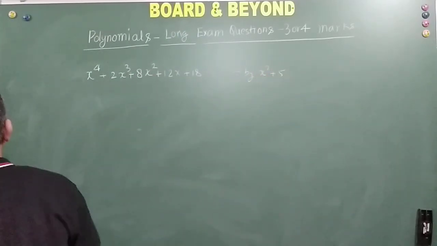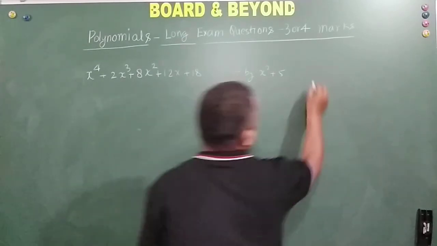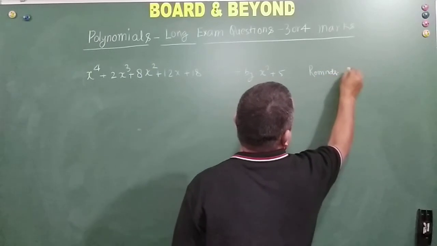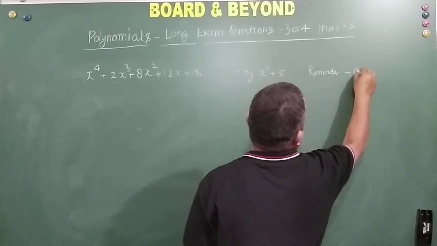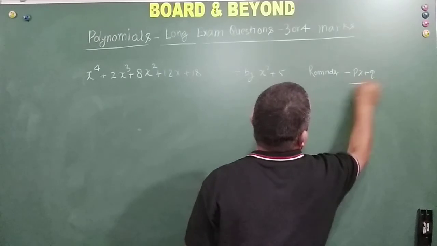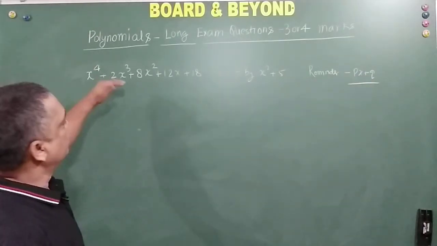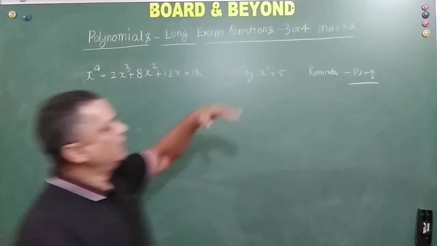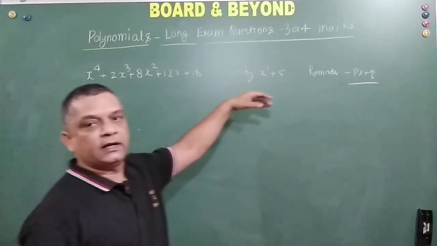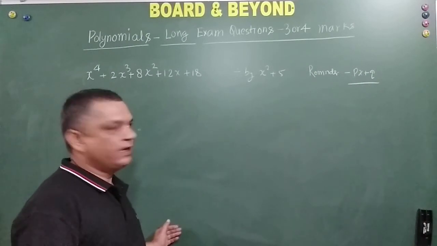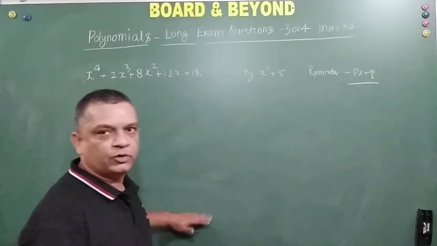Divided by x square plus 5, it leaves the remainder in the form px plus q. Find the value of p and q. So basically you need to divide this polynomial by this polynomial, do the division correctly, and you will get the remainder in the form px plus q. So from there you have to find out p and q.